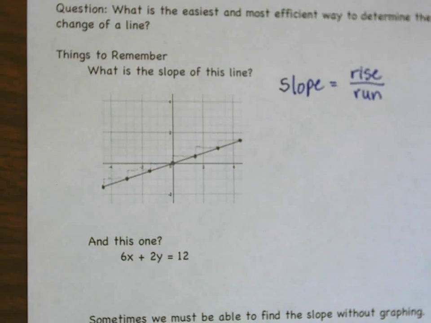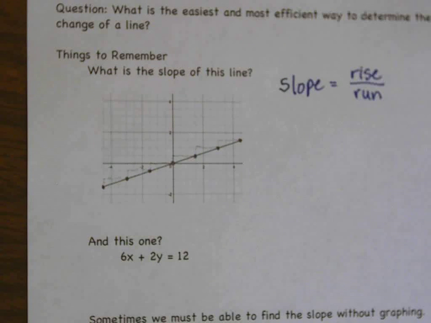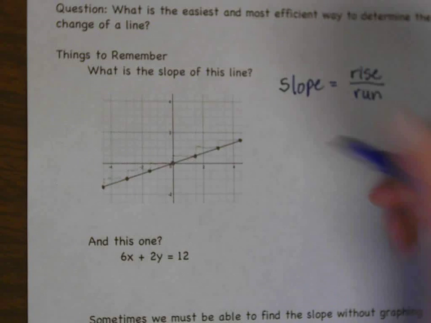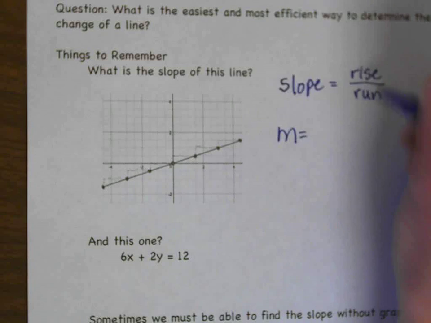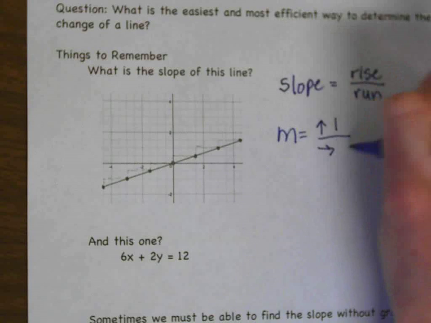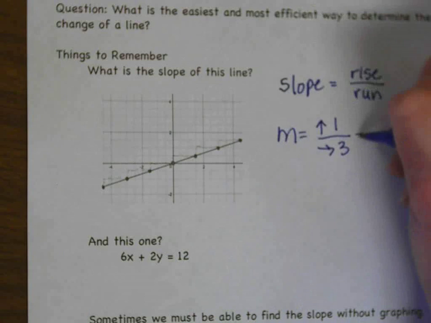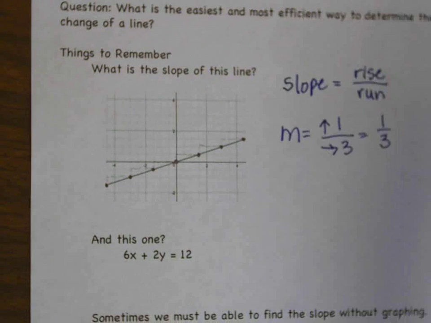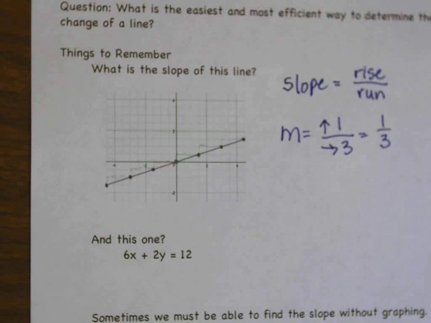My question to you is, according to the graph, what is the slope of this graph? What did we say we were doing? Up 1 to the right 3. So our slope would be 1/3. Does everybody see how we did that?